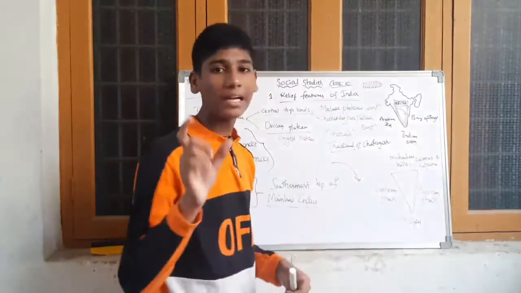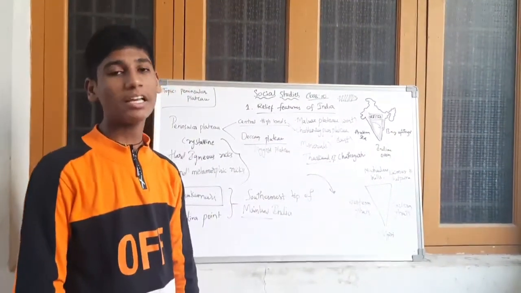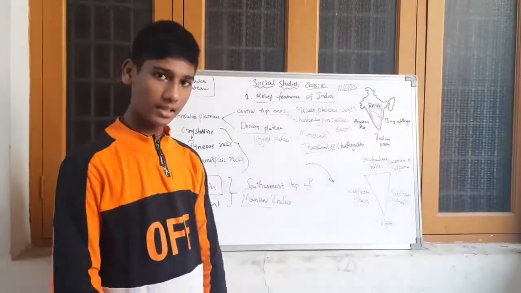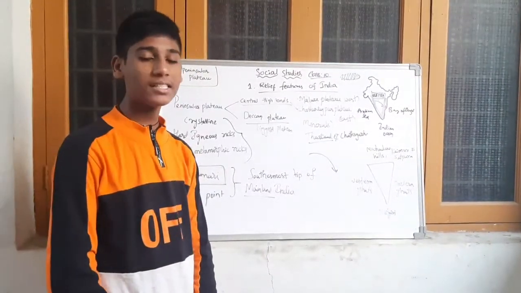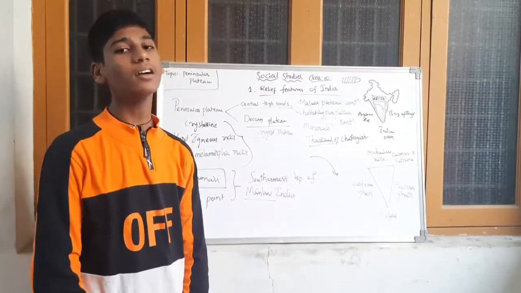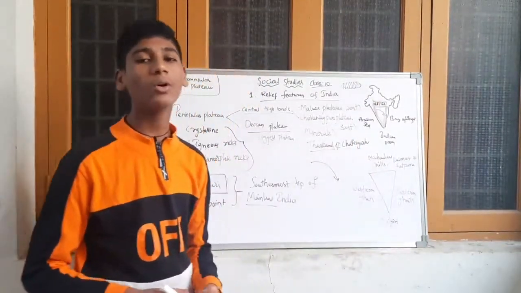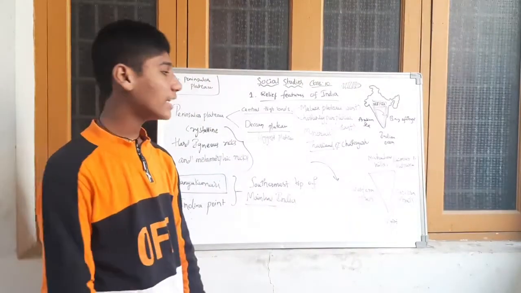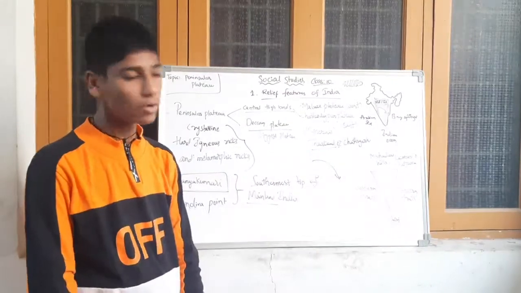They will ask in a multiple choice question: the north side of the Deccan Plateau, and they will give options: Western Ghats, Eastern Ghats, Nilgiri Hills, or Kaimur and Satpura Range. What is the answer? Satpura and Kaimur Range. What are the ranges on the north side of the Deccan Plateau? Kaimur Range, Satpura Range and Mahadev Hills.